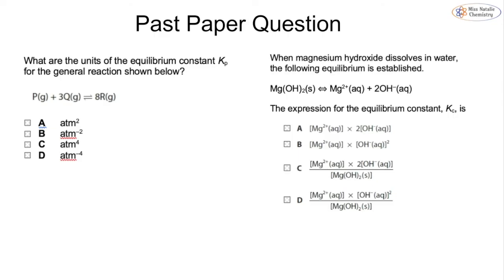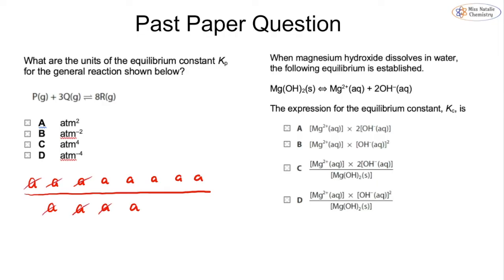So in this case we have 8R, so that would give us 1, 2, 3, 4, 5, 6, 7, 8, and I'm just writing A to stand in for atmospheres in terms of quickness. You can do this in the exam because they're not going to be checking that working, they're only checking your final answer. And then that's all going to be over the 1A from the P times the 3 from the Q. So that's going to cancel out 1 and 1, 2 and 2, 3 and 3, 4 and 4.